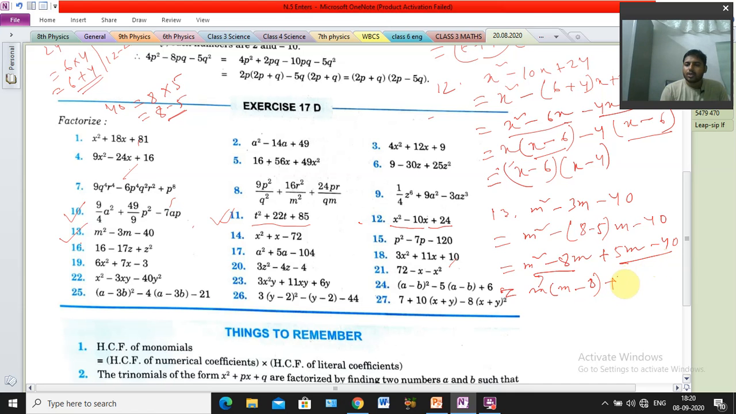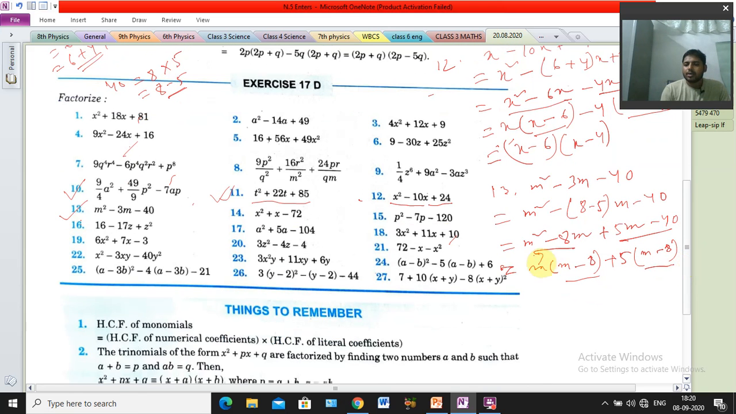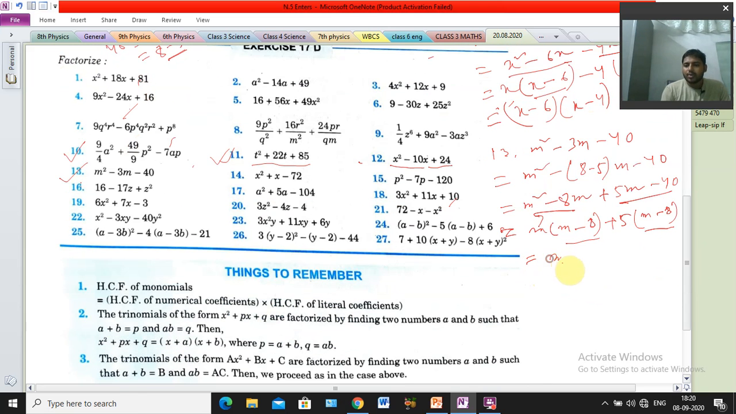And the common of the last two terms is 5. If we take 5 common, m will come and minus 8 will come, because of minus 40 with 5 common taken. Now see, inside the bracket m minus 8, m minus 8, it is okay. So our answer will be m minus 8 into m plus 5. Clear or not? So that is question number 13.